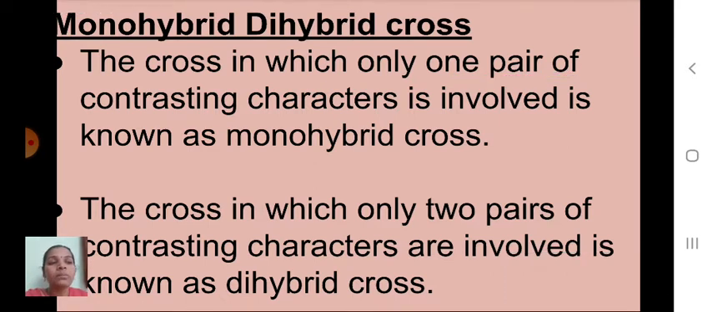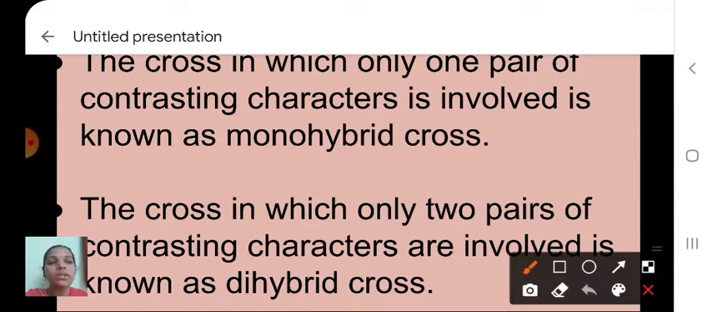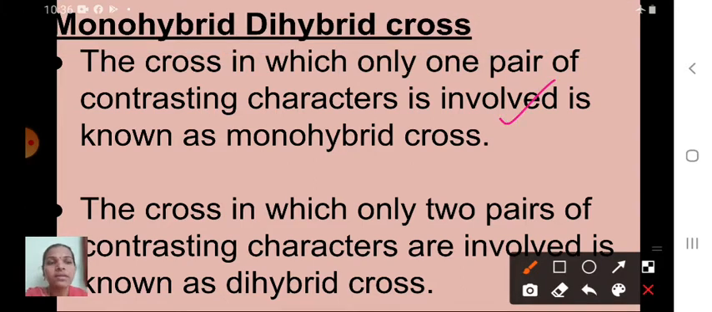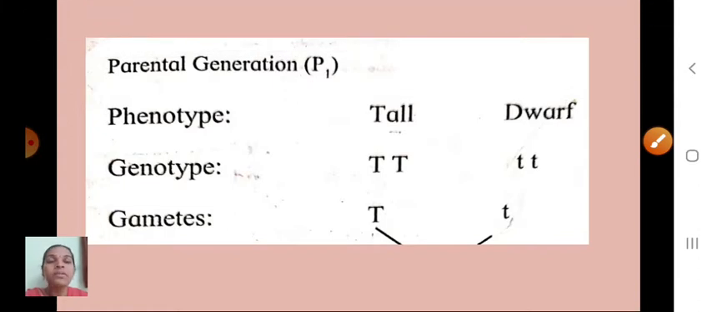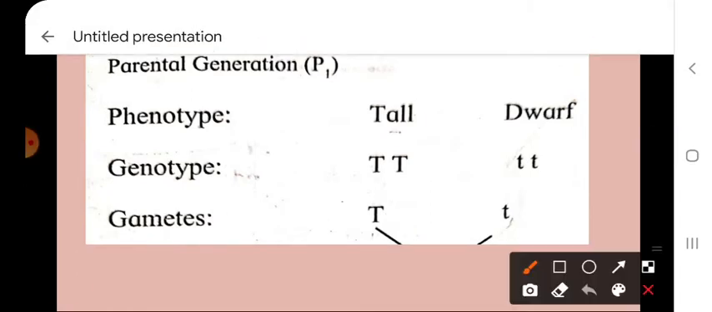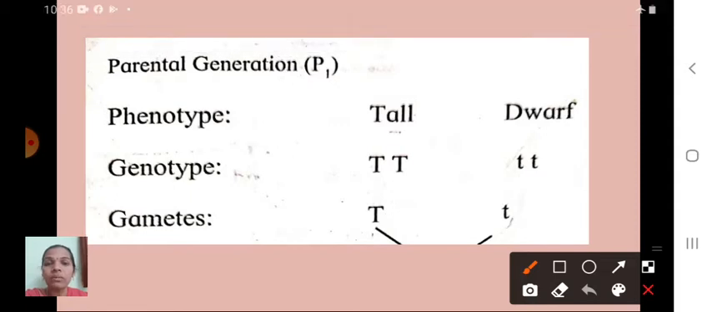So now I am going to discuss this monohybrid cross. See here, children, I have already explained it, but once again I will repeat it, so that in your textbook there is one box. That box I will teach you now. You know very well what is meant by phenotype, genotype and gametes. Understood, children?